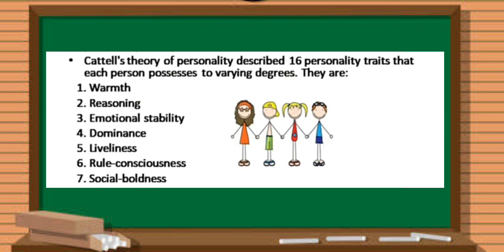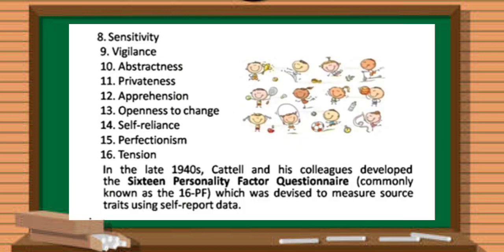They are: first, warmth; second, reasoning; third, emotional stability; fourth, dominance; fifth, liveliness; sixth, rule consciousness; seventh, social boldness; eighth, sensitivity; ninth, vigilance; tenth, abstractedness; eleventh, privateness; twelfth, apprehension; thirteenth, openness to change; fourteenth, self-reliance; fifteenth, perfectionism; sixteenth, tension.